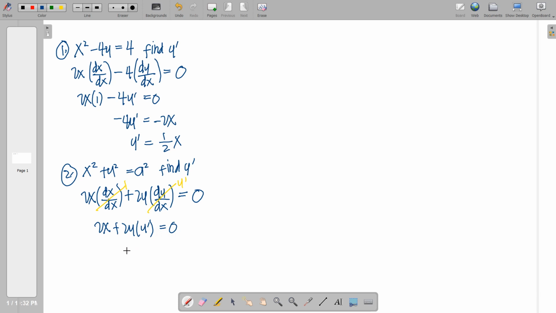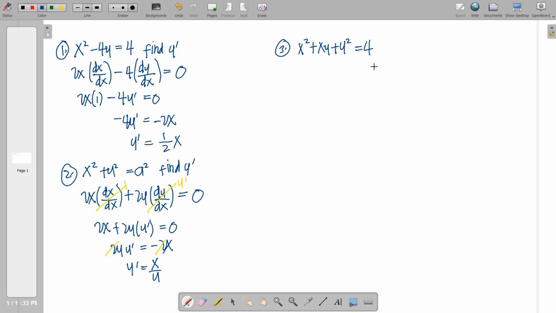And so we'll obtain this equation, solving for y prime. We transpose 2x to the right side, it becomes negative. Then we can cancel 2 on both sides of the equation, and finally solve for y prime.